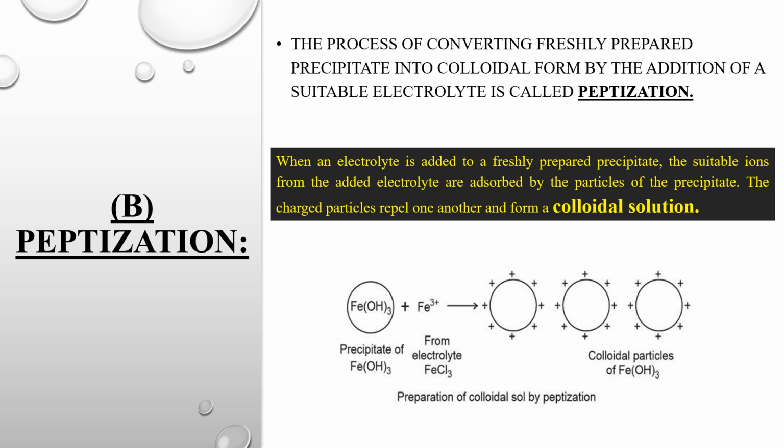Now come to the next disintegration method, that is peptization. Peptization is the process of converting freshly prepared precipitate into colloidal form by the addition of a suitable electrolyte. It means in a peptization process we require three things. One is freshly prepared precipitate, and that freshly prepared precipitate will get converted into colloidal sol. So for this we have to add a suitable electrolyte. One is electrolyte, another one is water.